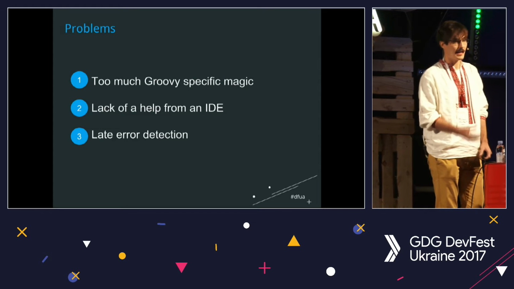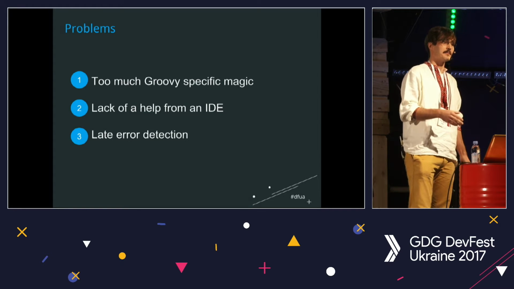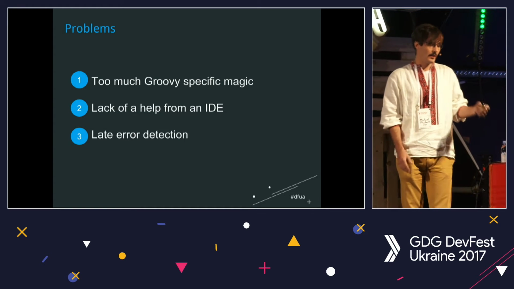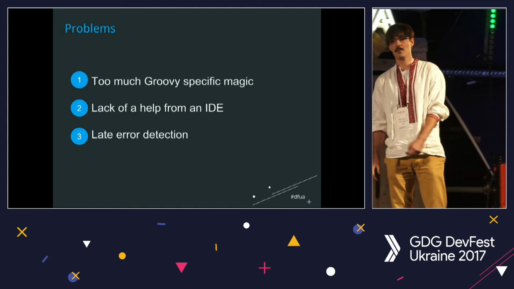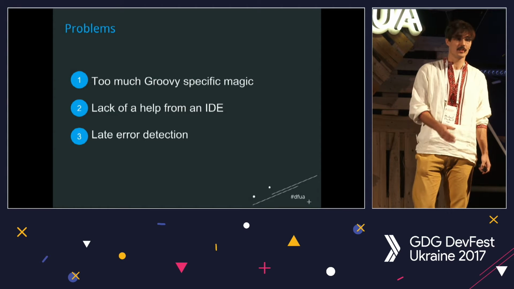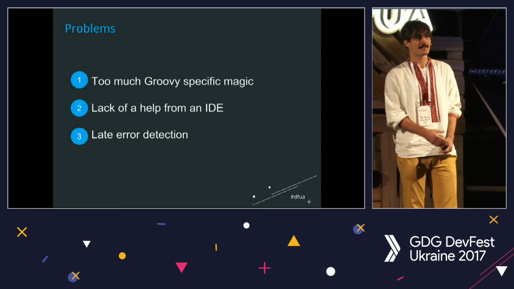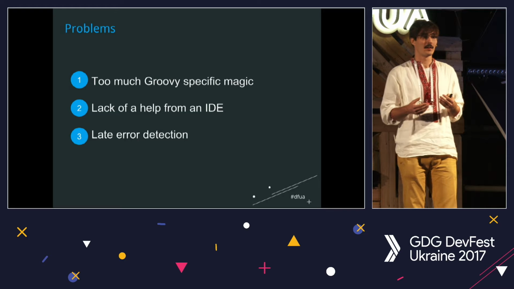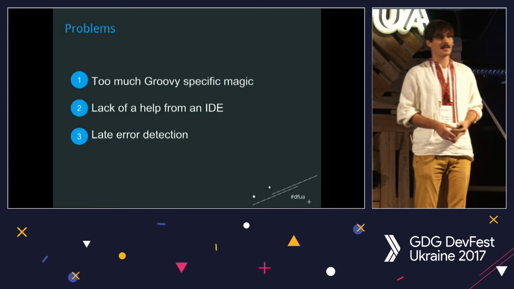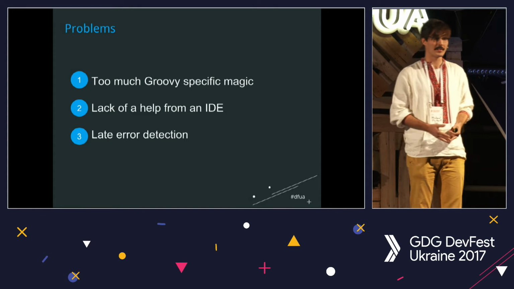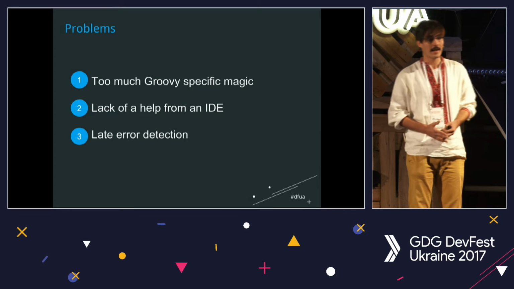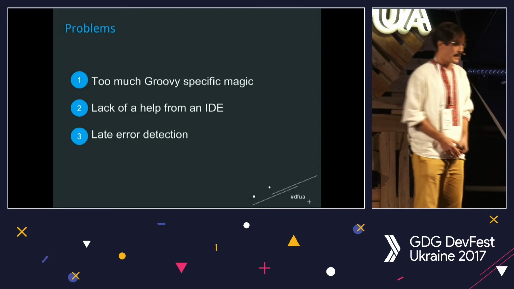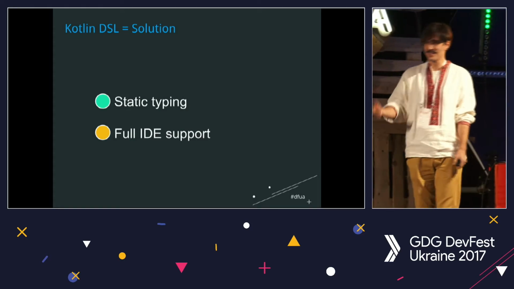And the last problem, and maybe the most important one, late error detection. To understand that your build script contains some error, you have to just run your build script. And in some cases, for example with an Android project, it can take quite some time. So how can we solve all these problems? Kotlin, because Kotlin is trendy.